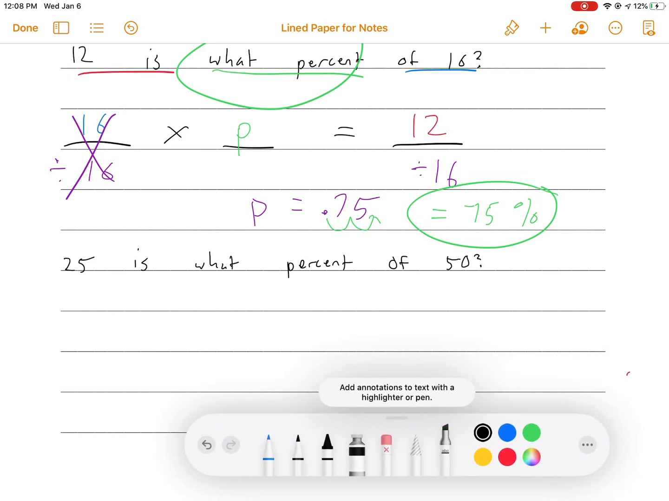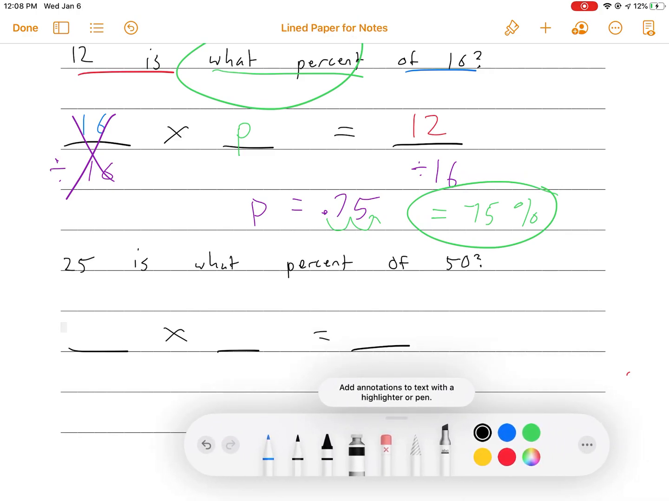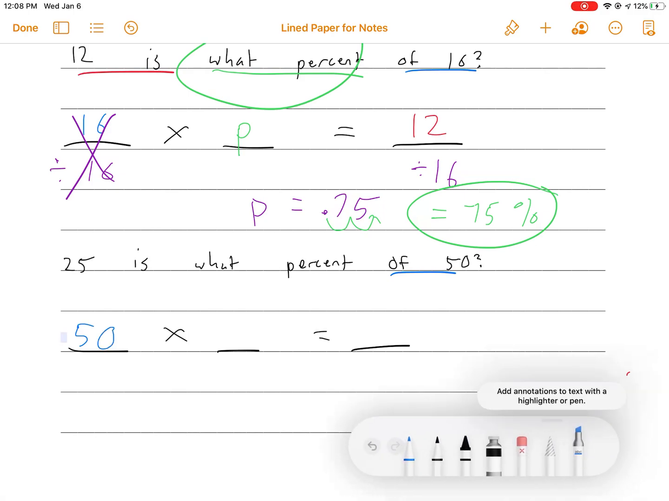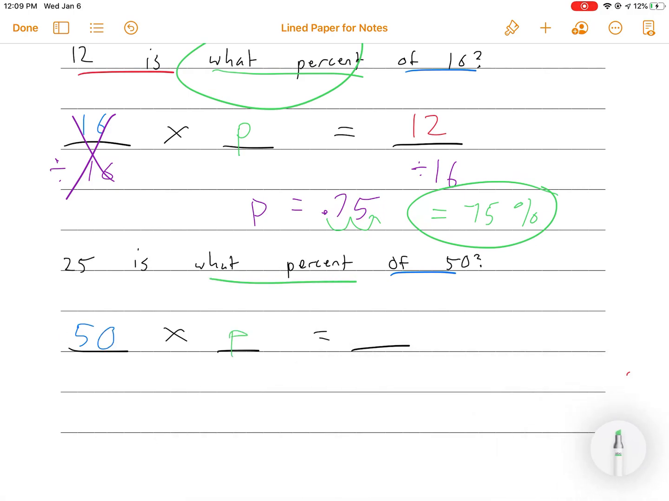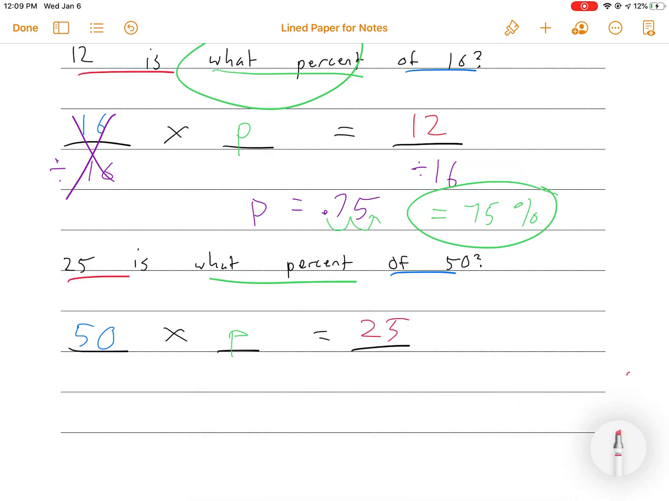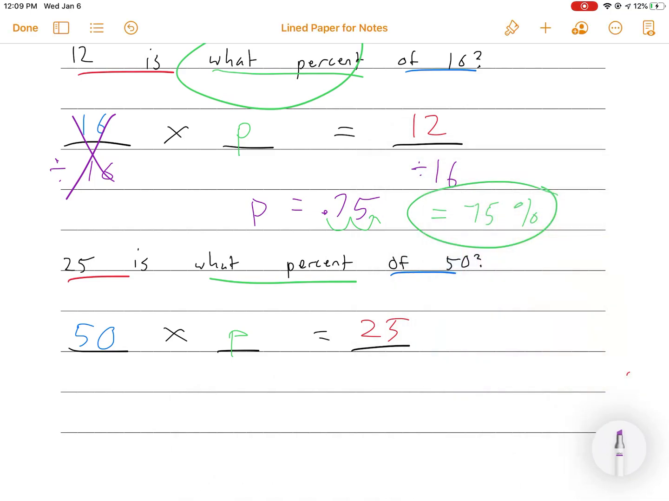Next example of this: 25 is what percent of 50? I'll go ahead and write my equation frame. I will fill in my OD numbers. My of number is 50. My percent number, I don't know, so I'll call it P. My is number was 25. 50 times something is 25. I can go ahead and do a quick bit of division. I can divide by 25, and you can rearrange if you want to.